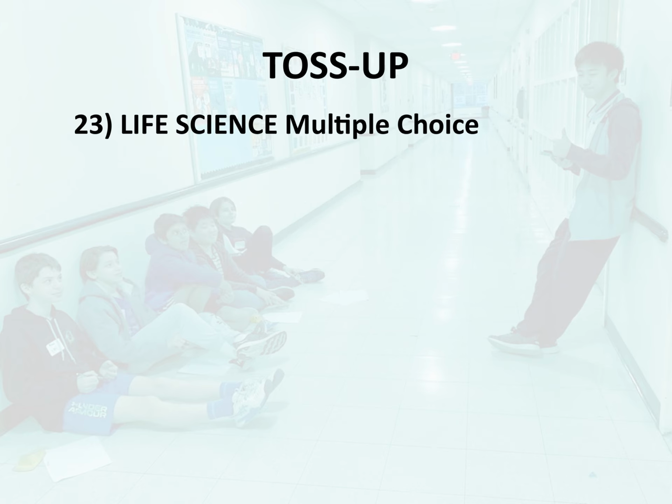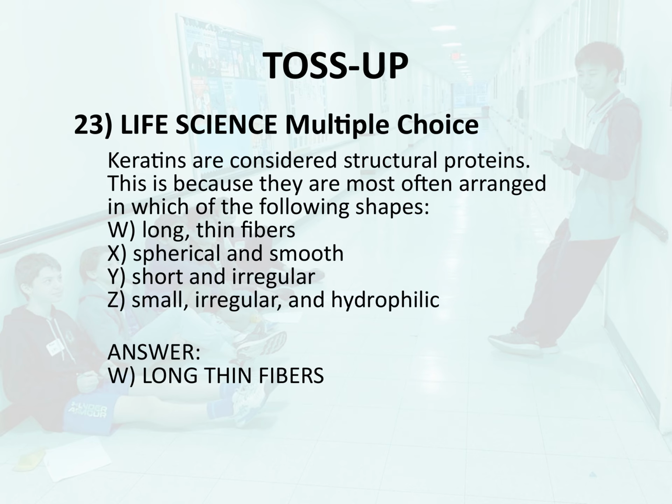Toss-up 23. Life science. Multiple choice. Keratins are considered structural proteins. This is because they are most often arranged in which of the following shapes? W. Long, thin fibers. X. Spherical and smooth. Y. Short and irregular. Z. Small, irregular, and hydrophilic. Answer: W. Long, thin fibers.